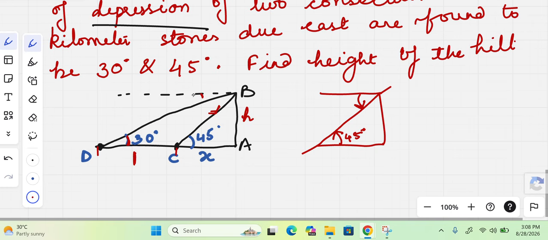Because when you are closing your eyelid, first you will see maybe this one, this kilometer stone, then you close it further more and you will see 45 degree. You can do like this also. Kids who have not seen the first one, please see that. Otherwise it will be difficult to understand.